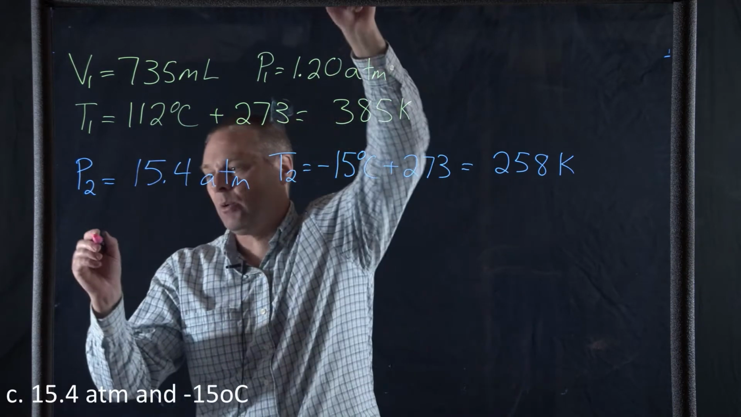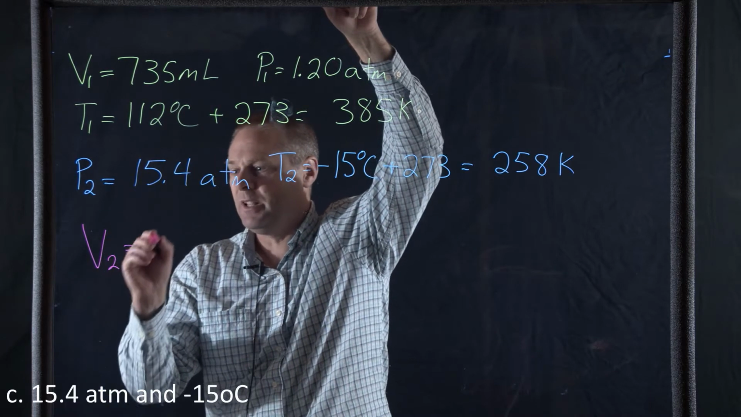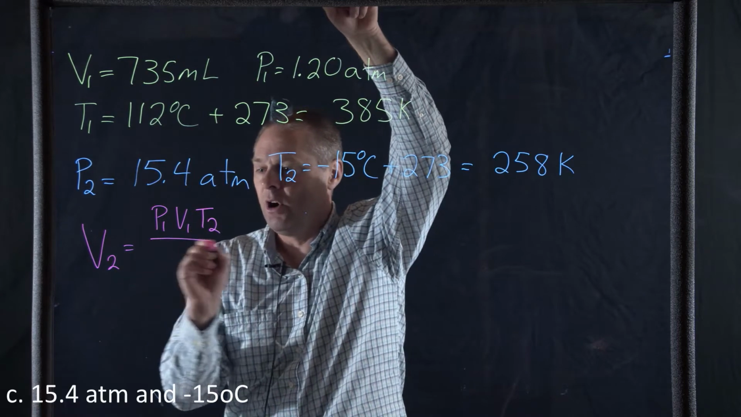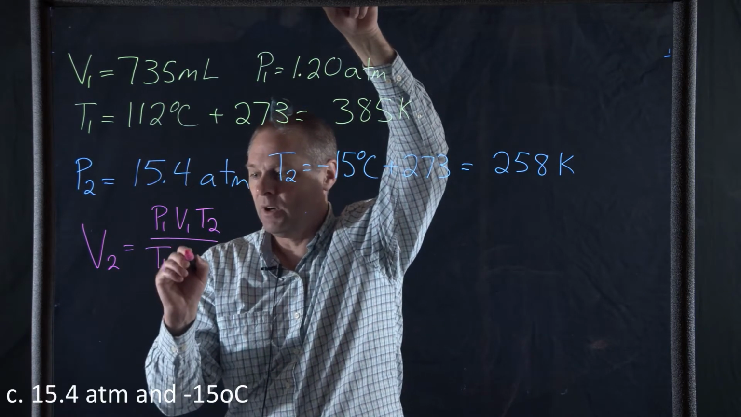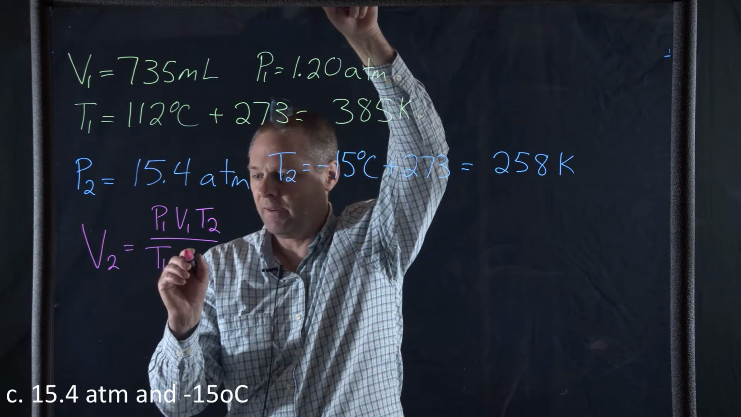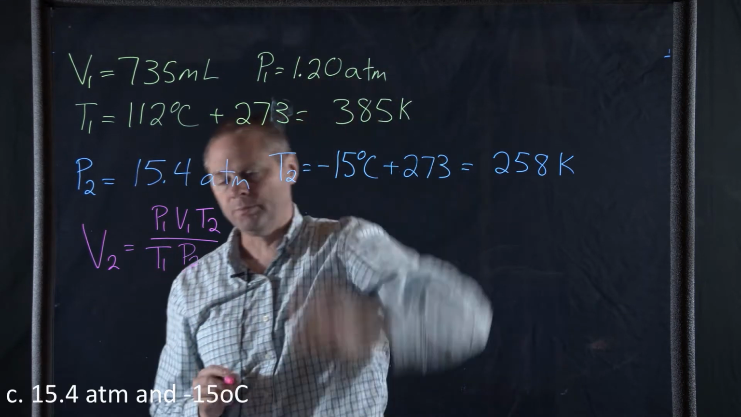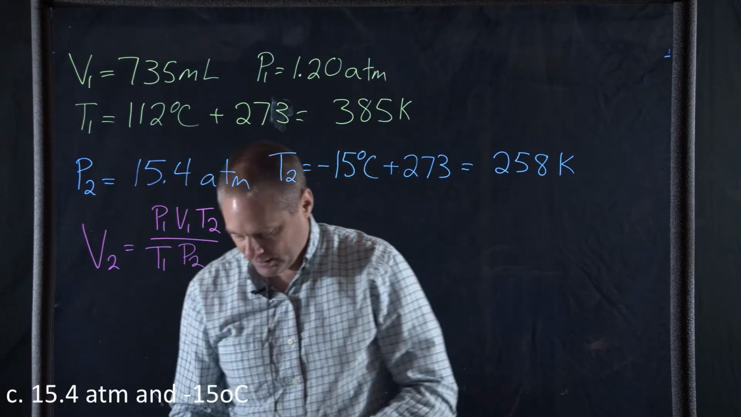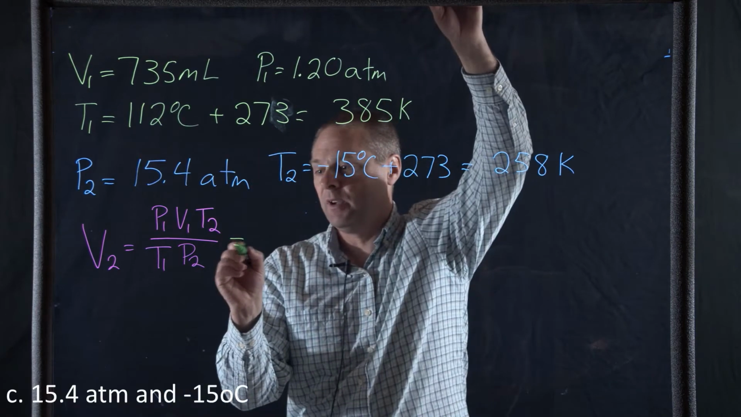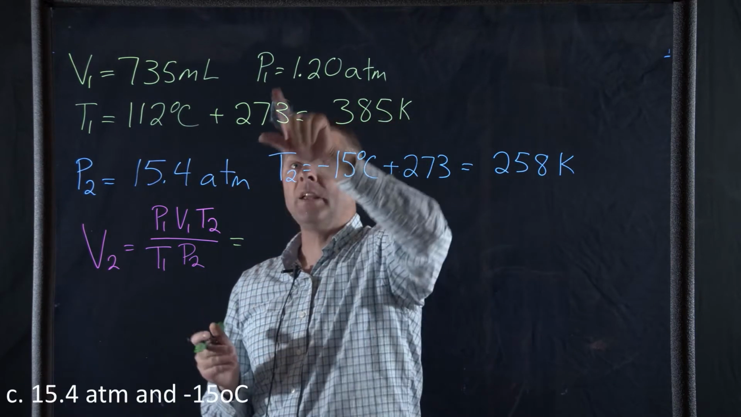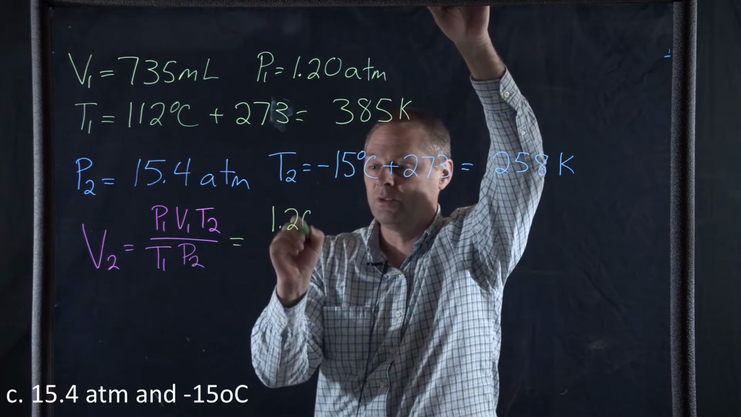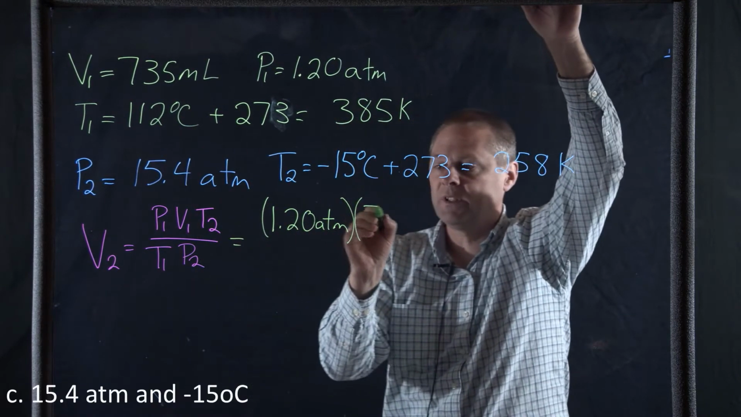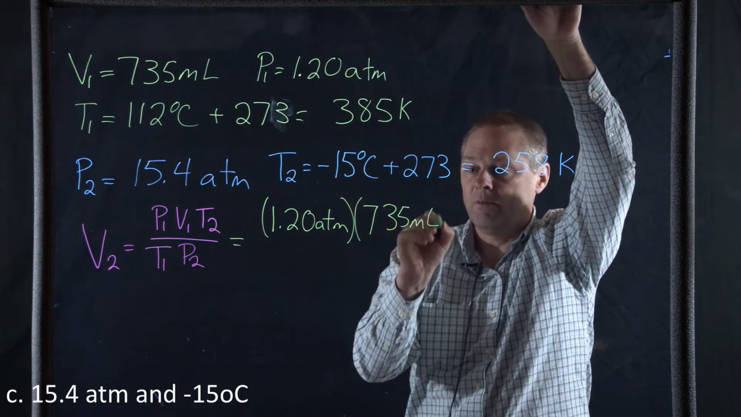All right, so our temperature decreases somewhat. We're going to use the exact same equation. I'm not going to derive it, but we're going to use V2 is equal to P1 V1, and this would be T2 all upon T1, and this will be P2. That's going to be the equation we use. Let's just start plugging into it right now. P1 is going to be the 1.20 atmospheres. V1 is going to be 735 milliliters.